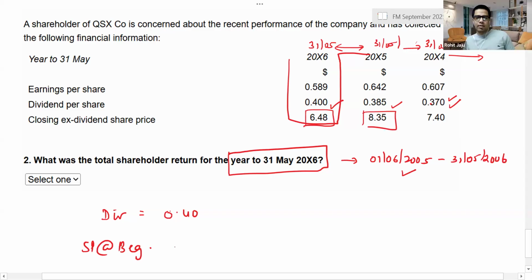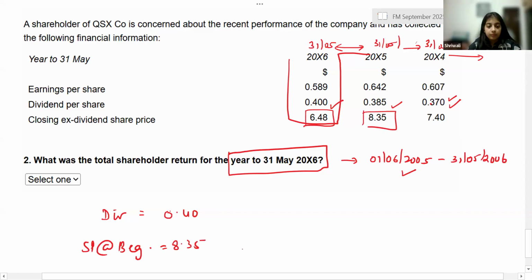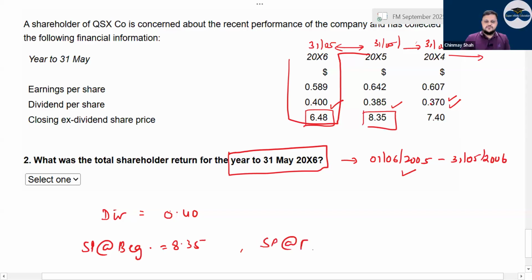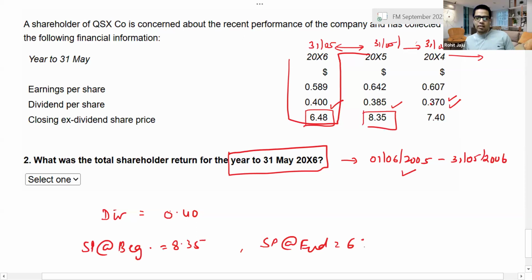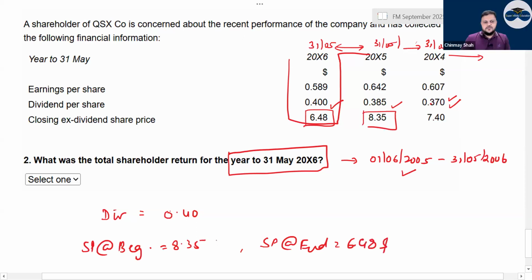8.35. And how much should I take? What? Share price at end? 6.48. $6.48. Correct. Chalo, with this you can find TSR. Tell me how much is TSR. Do you need my help after this? Tell me. Karo. TSR, put up the formula, calculate it. How much is it?